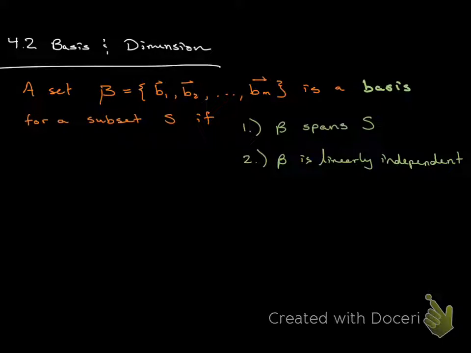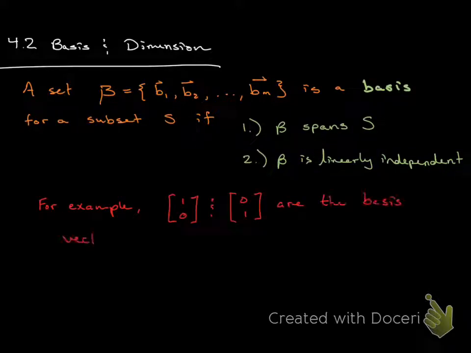So we have that a set B1 through Bm is a basis for a subspace S if B spans S and B is linearly independent. Okay, so it's a linearly independent spanning set. For example, the vectors (1, 0) and (0, 1) are the basis vectors for R2, right? Those two vectors together span R2. They're all we need to span R2. They're linearly independent, and they span, right?